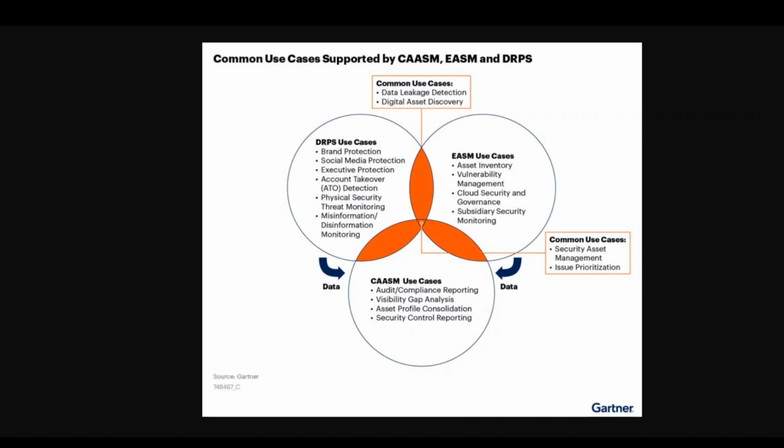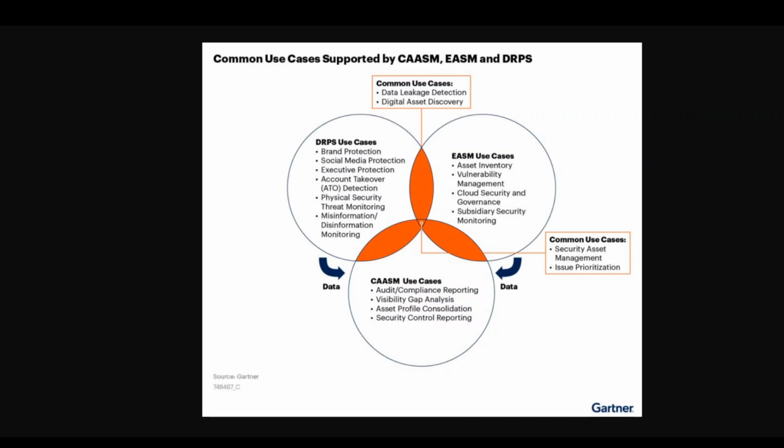With the exponential growth of digital infrastructure and multi-cloud approach, managing and securing digital footprints has never been more crucial. This is where external attack surface management or EASM, continuous attack surface management CAASM, and digital risk protection services or DRPS come into play. In this video, I'm going to give you a very short, quick intro into all these three concepts in as simple language as possible.